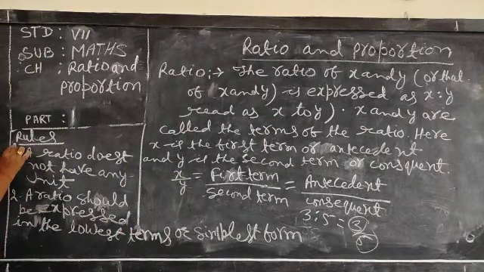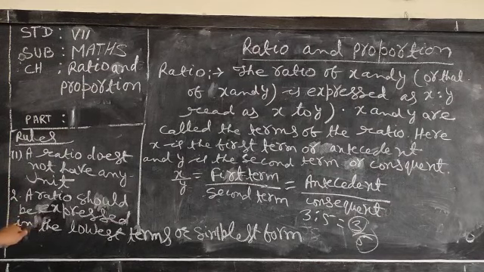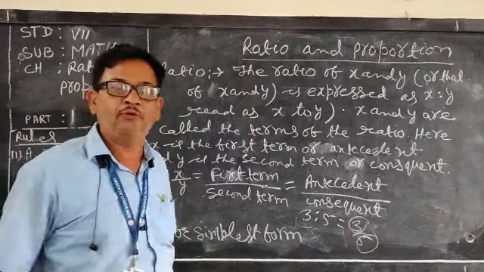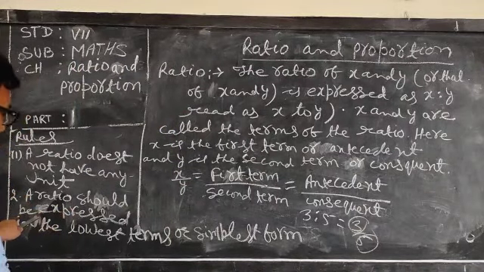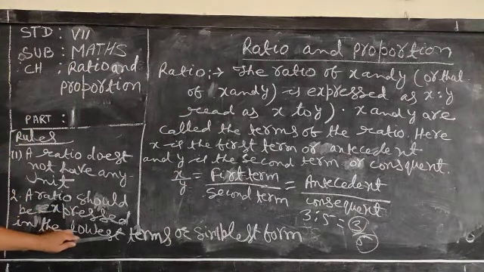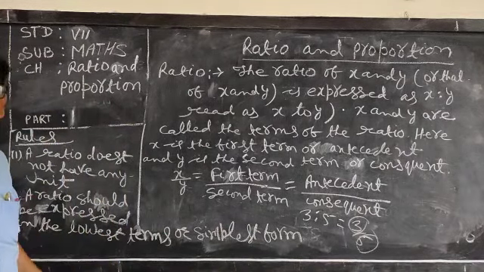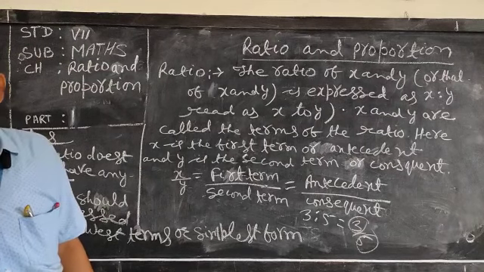Now, what rules do you write? Rules are: a ratio does not have any unit. A ratio should be expressed in the lowest term or simplest form. Once more, listen. A ratio should be expressed in the lowest term or simplest form. Okay, understood? Now I am going to solve some questions related to ratio and proportion.